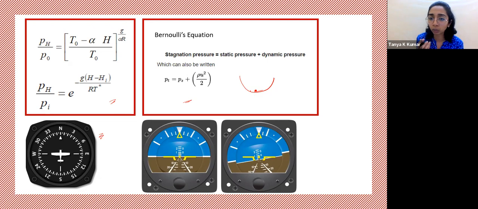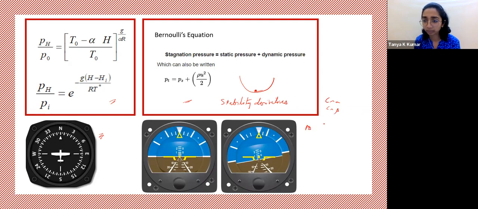So the quantities that measure these parameters as far as an aircraft and static stability are concerned are your stability derivatives. Stability derivatives are what? Cm alpha, Cn beta, these quantities. Cm alpha is dCm upon d alpha. These are the quantities that tell you whether an aircraft will come back to its equilibrium if you subject it to a disturbance. So gyroscopic instruments just measure the attitude.